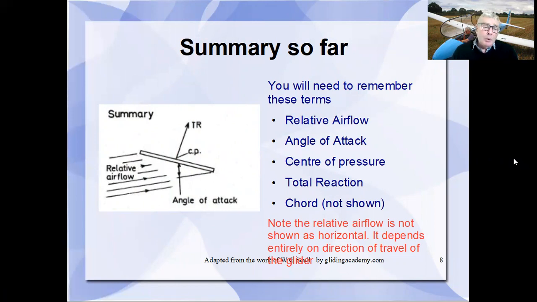It's also important to realize when we're looking at this that it's all relative. So you notice that the airflow isn't horizontal. It's actually, in this diagram, shown as an angle. The wing works irrespective of the attitude in relation to the horizon. So it's about relative movement. So the direction of travel is the key thing.